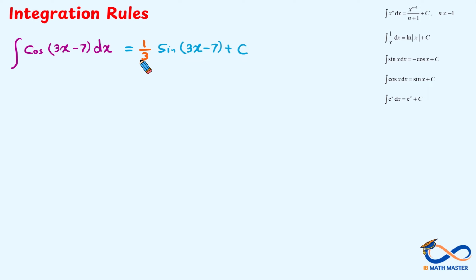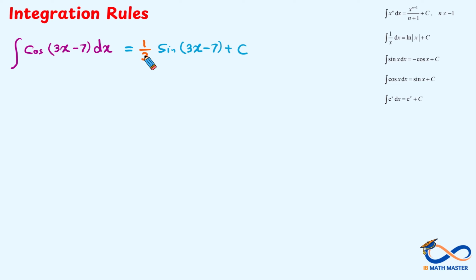So here, how do we have a 3? After we integrate here, we multiply by the reciprocal of the number multiplied by x, which is 3. It will be 1 over 3. Or, in other words, we would say, what's the derivative of the function inside, 3x minus 7? Of course, it will be 3 as we learned in differentiation. And then we multiply by 1 over the derivative of the inside, which is 3.